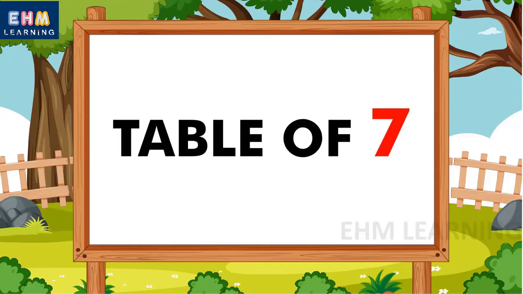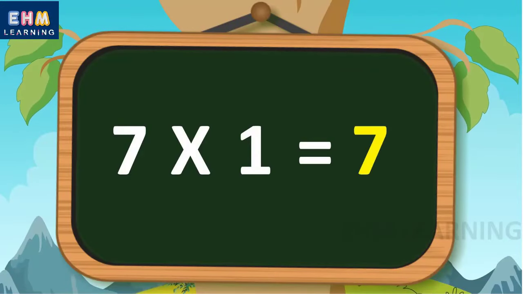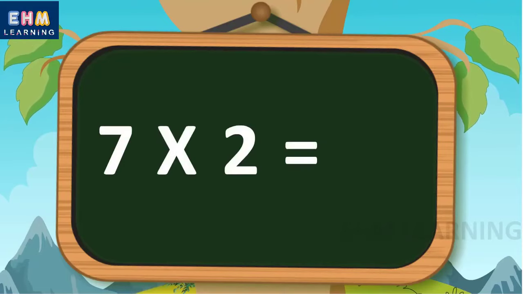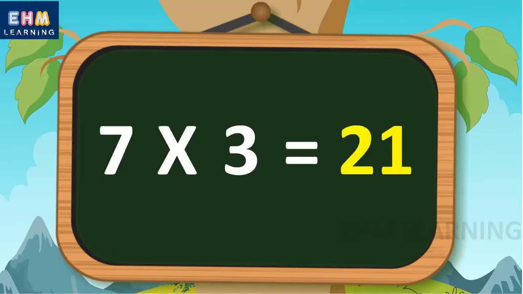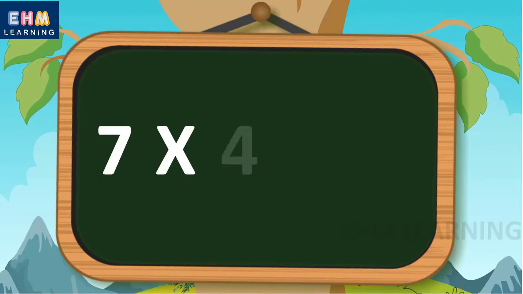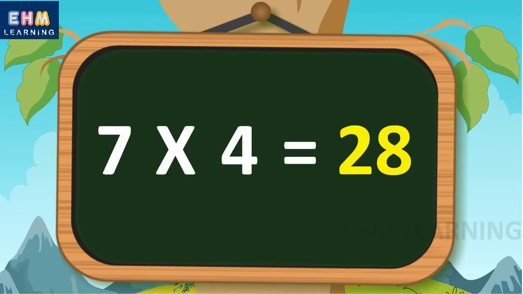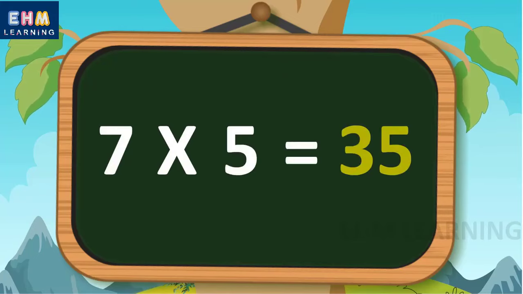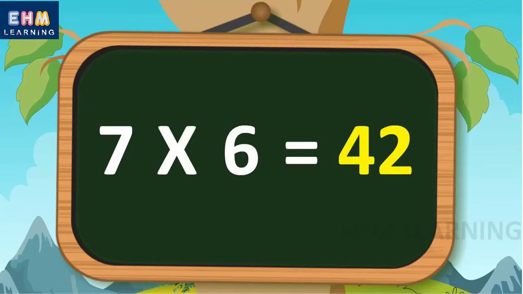Table of 7. 7 ones are 7. 7 twos are 14. 7 threes are 21. 7 fours are 28. 7 fives are 35. 7 sixes are 42.